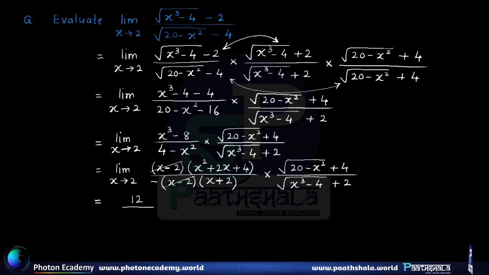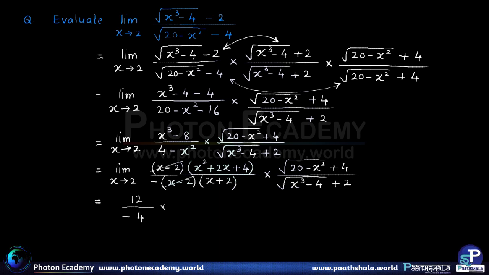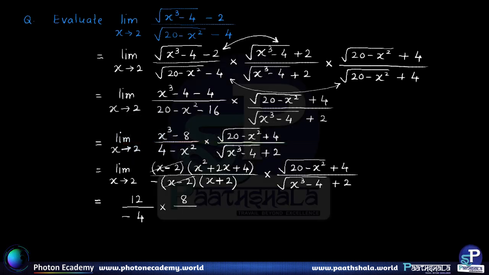The denominator we have minus of 2 plus 2, which is 4, into, in the next term, root of 20 minus 2 square, which is 20 minus 4, which is 16, and the root of 16 is 4. 4 plus 4 is 8, divided by 2 cube minus 4, that is 8 minus 4 is 4, its root is 2, and 2 plus 2 is 4. So that finally gives us the answer as minus 6. So this is how we do the rationalization for both numerator as well as denominator.